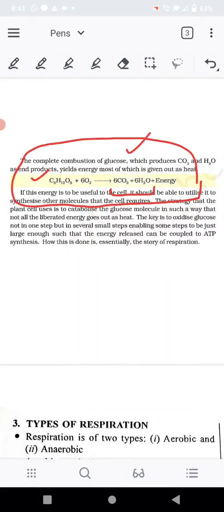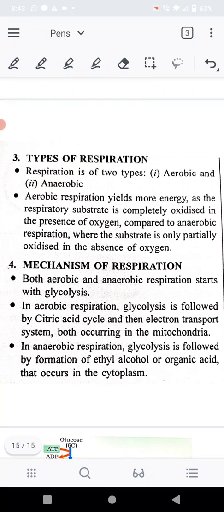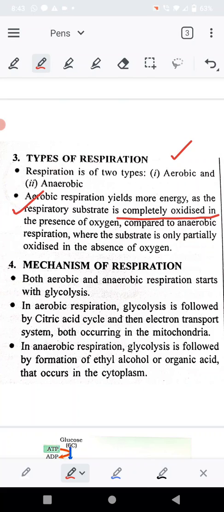Now, respiration can occur as aerobic respiration or anaerobic respiration. The difference between the two is that aerobic respiration yields more energy and takes place in the presence of oxygen, and the respiratory substrate here is completely oxidized. The respiratory substrate, which is glucose, is completely oxidized in the presence of oxygen, and more energy is released.